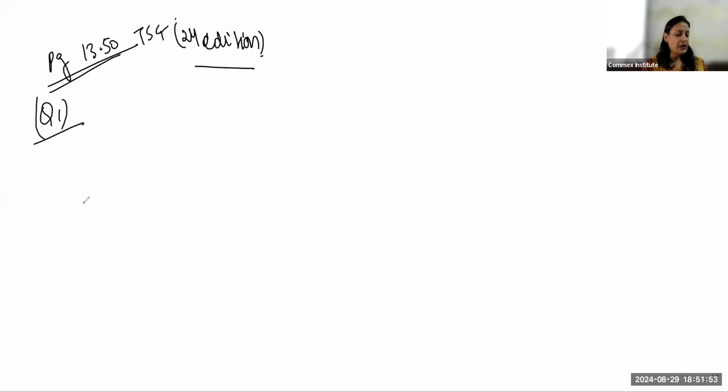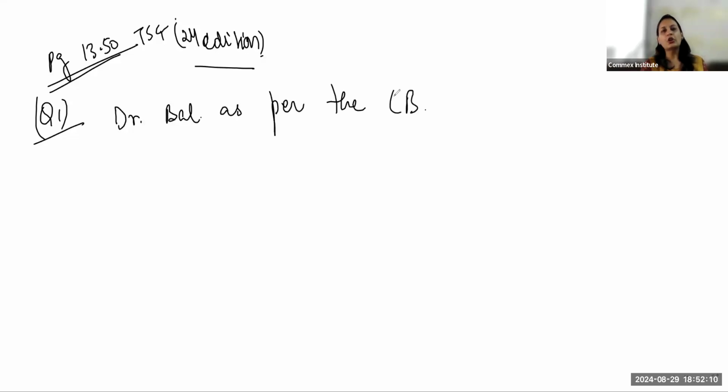Okay. So first one is prepare bank reconciliation statement for the following. So I'm not preparing bank reconciliation statement. I'm just trying to reach the balance. So what we have been given is the debit balance as per the cash book. Now debit balance as per the cash book means positive balance. Okay. So positive है, कितना है? 30,000.